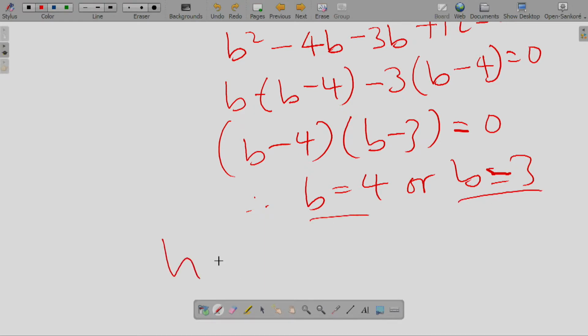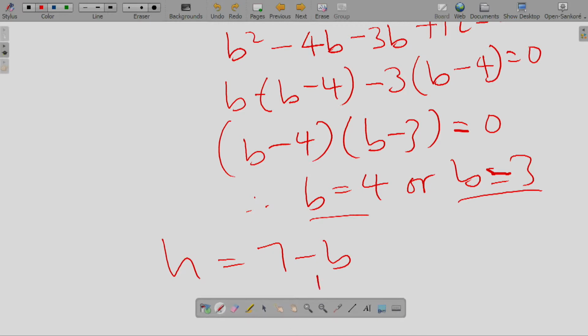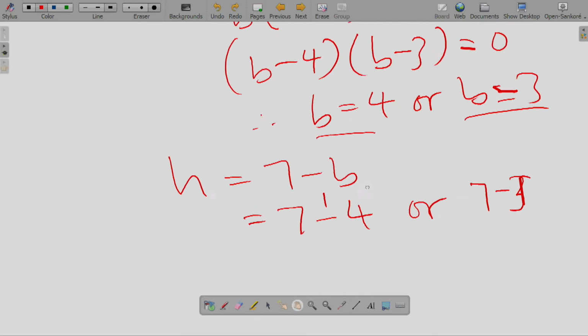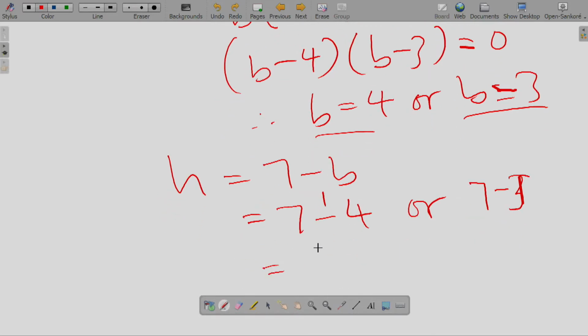Now let's find the value of h, which is equal to 7 minus b. So the value of h is equal to 7 minus 4 or 7 minus 3. And therefore, the answer is 3 or 4.